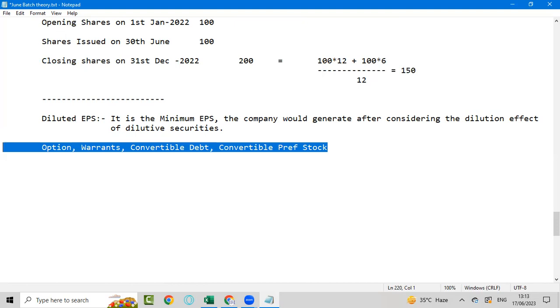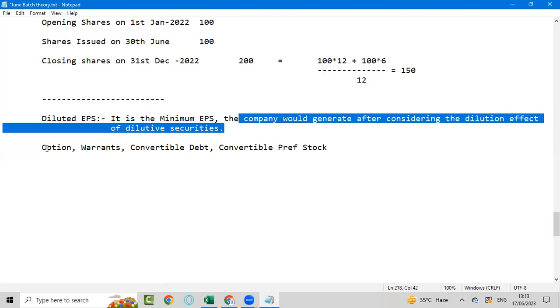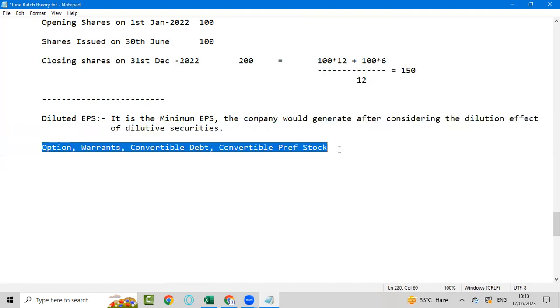Then what will be our diluted EPS? Am I making the point clear? I am saying if these securities can be converted to common equity, if they want to convert, then if they are converted, what will be the EPS? That EPS is called minimum EPS.